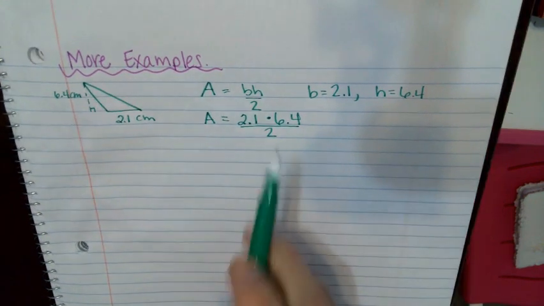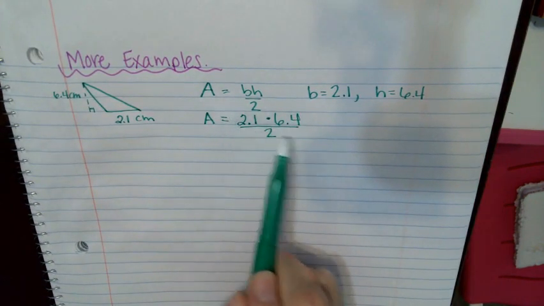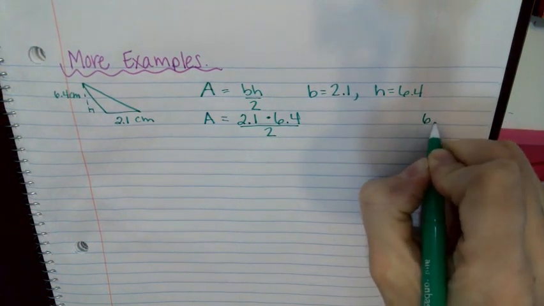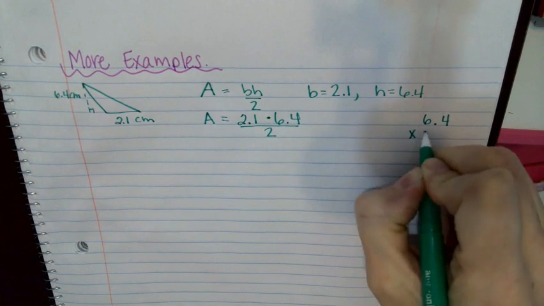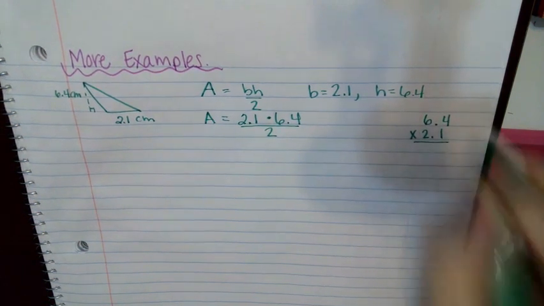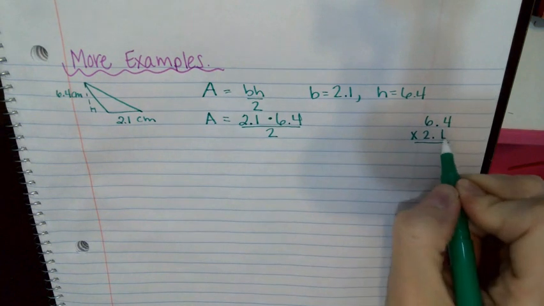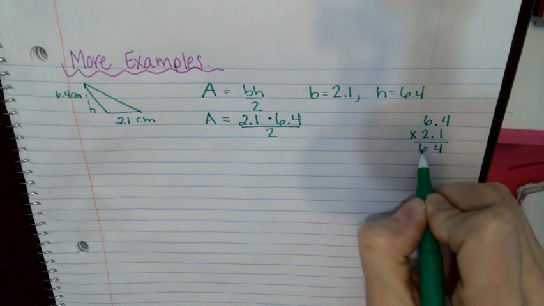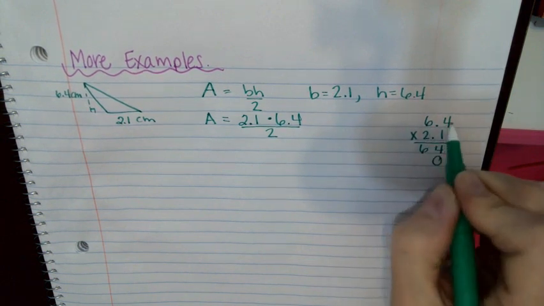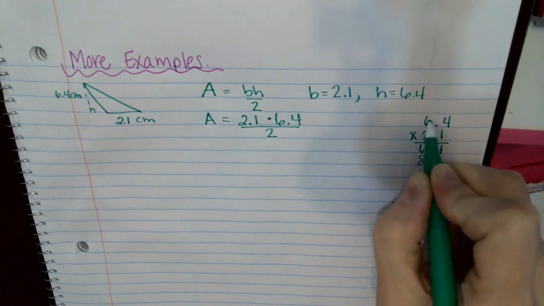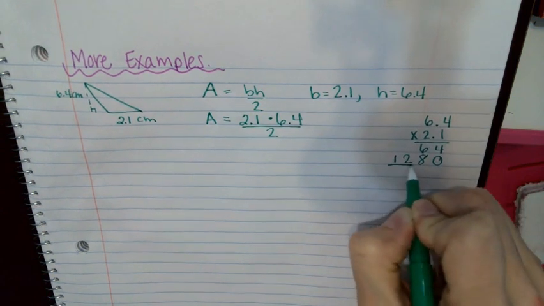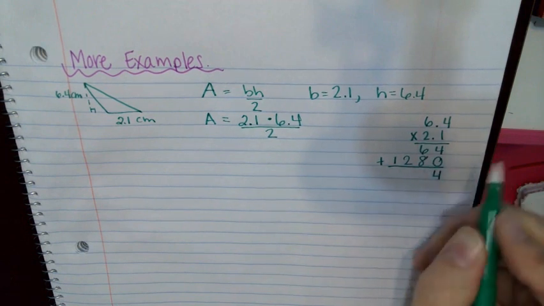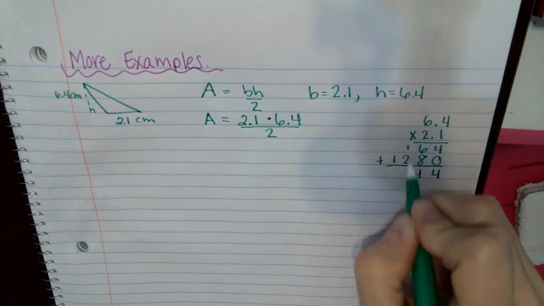Okay, now I'm going to simplify this by looking at the top first. So I'm going to do some scratch math over here, and I need to multiply 6 4/10 times 2 1/10. It doesn't matter which number you put on the top when we're multiplying. The reason why I put the 1 on the bottom is because I can just go 1 times 4 is 4, 1 times 6 is 6, drop down my 0, 2 times 4 is 8, 2 times 6 is 12, and then I can just add these numbers. 4 plus 0 is 4, 6 plus 8 is 14.